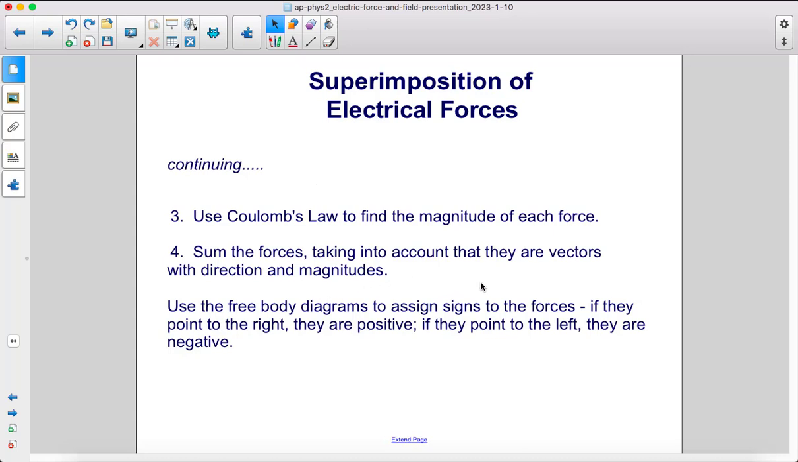Then, sum the forces, taking into account that they are vectors with direction and magnitudes. So if they point one direction, they'll be positive. If they point the other direction, they'll be negative. Use the free body diagrams to assign signs to the forces. So for example, if they point to the right, they'll be positive. If they point to the left, they'll be negative.